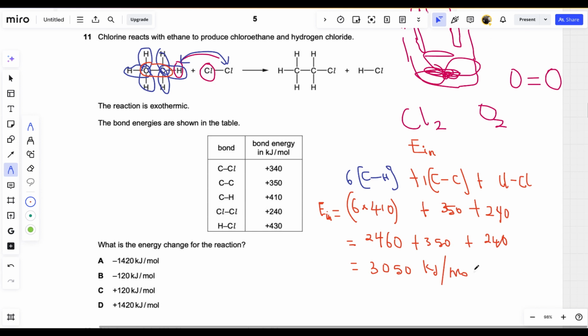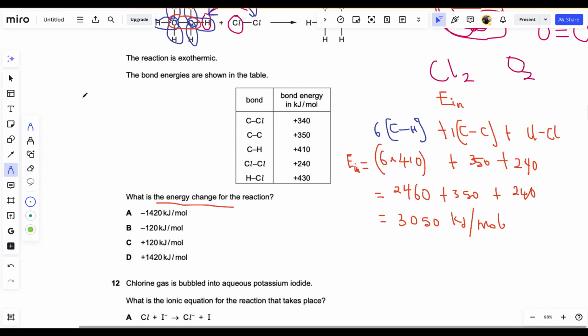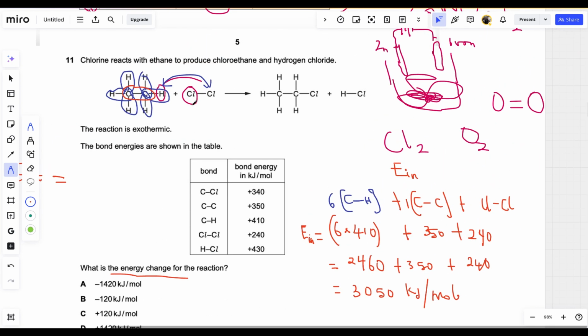Remember, they want us to calculate the energy change. Now let's calculate energy out. Before you can do energy change, you have to do energy in and energy out. So what's our energy out? Energy out is the total energy of forming new bonds, the sum of the energy of forming new bonds. Let's see the new bonds that were formed. We have carbon to chlorine. Carbon to hydrogen, how many?